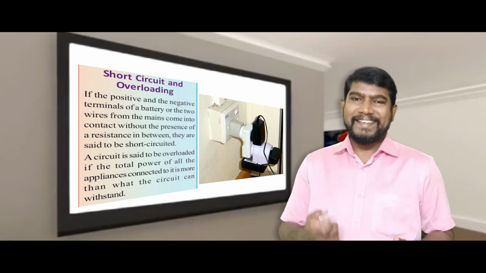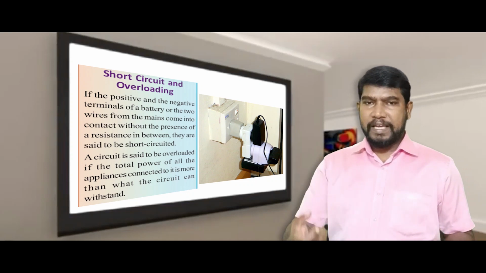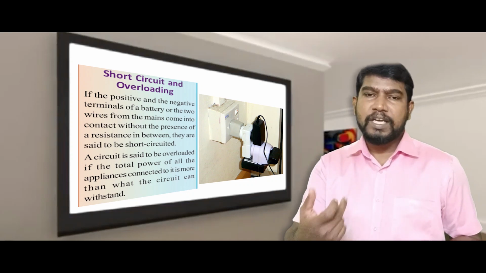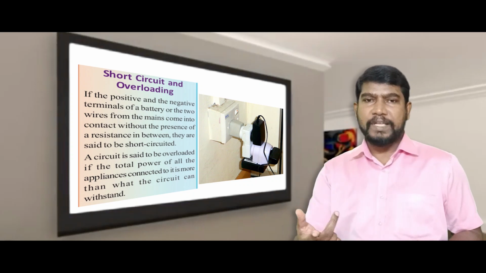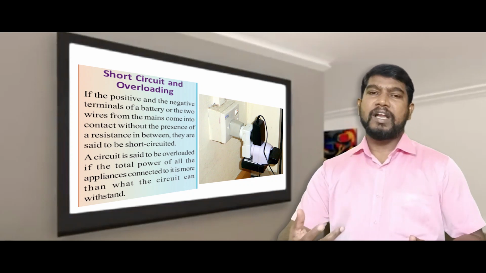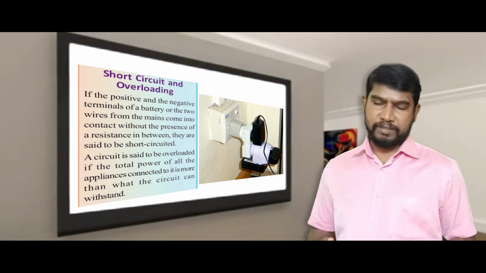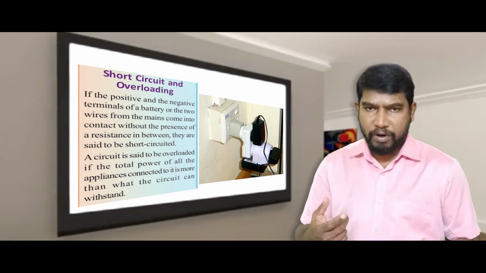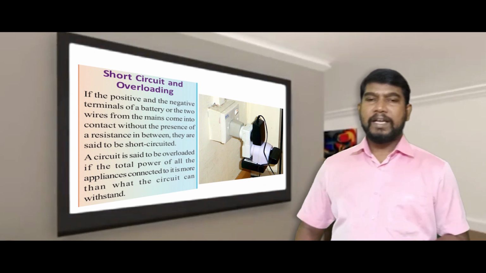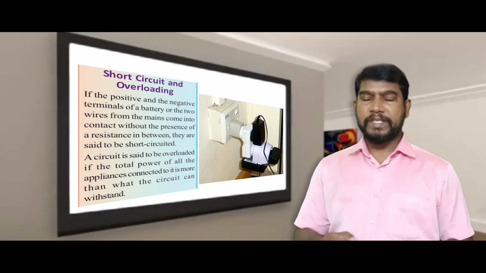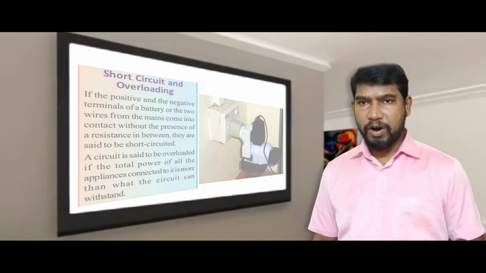So when you draw excess current from a single point, the amount of current passing through that point increases. Because of that, the excess current comes through the circuit and it gets overloaded. When it is overloading, the fuse wire also melts. So what are the situations where the safety fuse melts? There are two situations: short circuit and overloading.